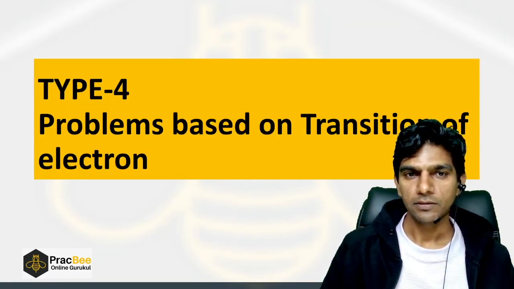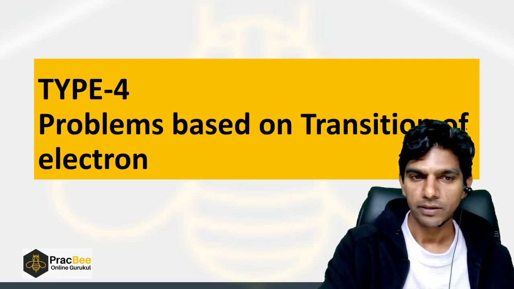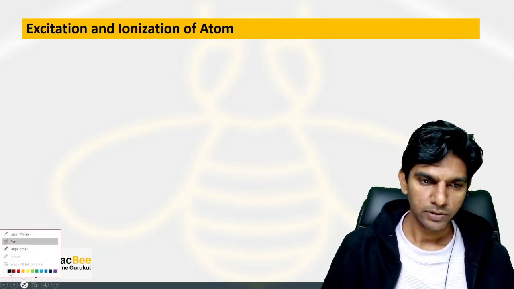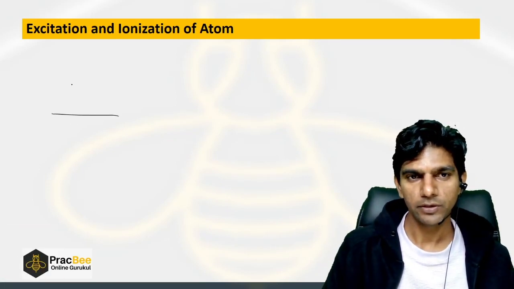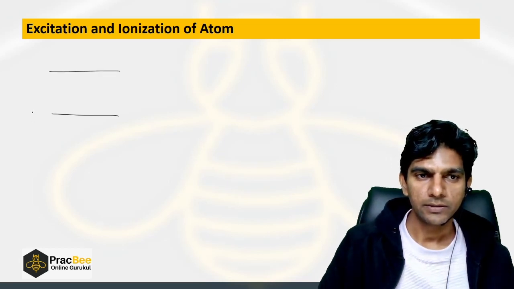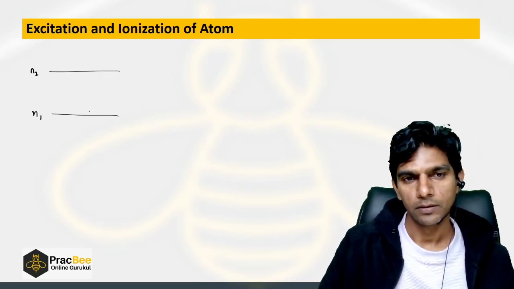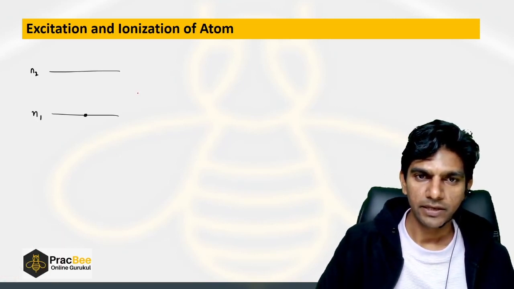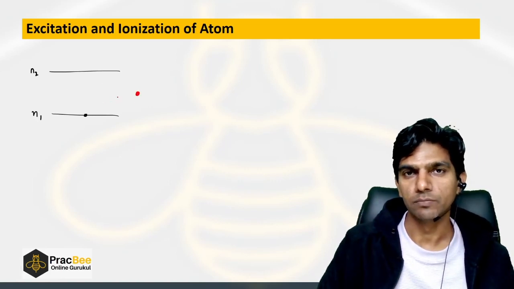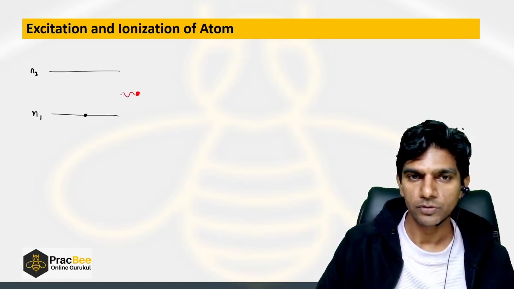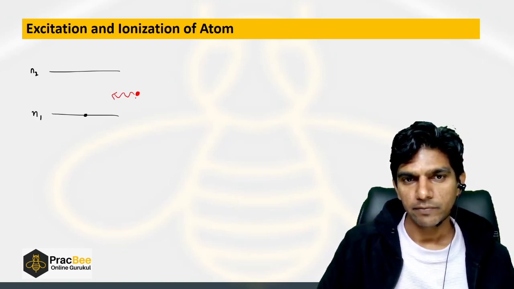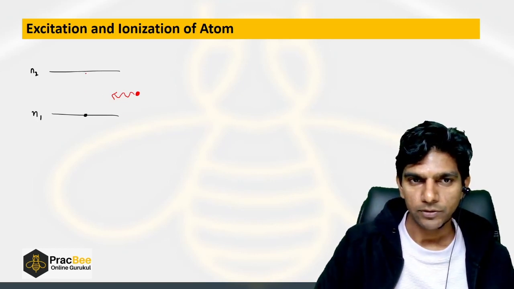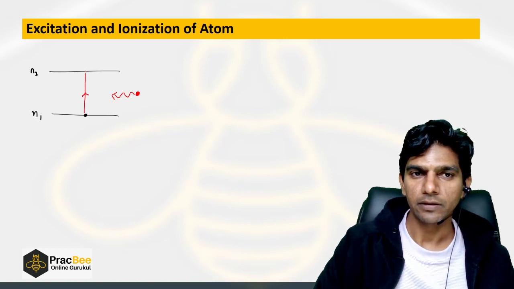Now let us see the fourth problem type, which is based on the transition of the electron, and before that we'll understand some of the concepts. So what is excitation? Let us see. We have two energy levels, let us say this is n1 and this is n2, and the electron is present in the lower energy level. Now, if we give this atom energy in the form of photons, a photon having energy equal to the difference in these two energy levels, the electron will gain that energy and move to the higher energy level.